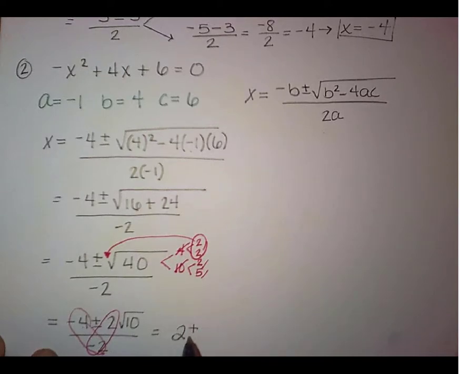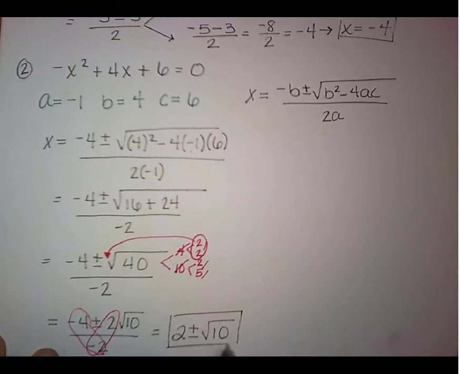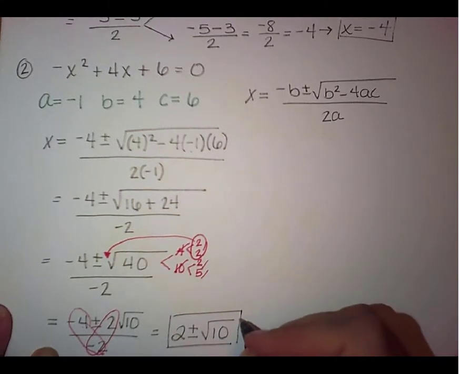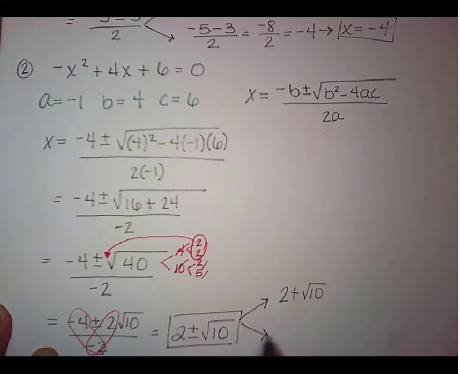Plus or minus. Now, because of the plus or minus, we don't really need to concern ourselves too much with the negative when we're doing this second division. We just need to say that 2 divided by 2 would give us 1. So that would be the square root of 10. So this is both of our answers. And if you need to see them separated, it would be 2 plus the square root of 10, and then the second one would be 2 minus the square root of 10.